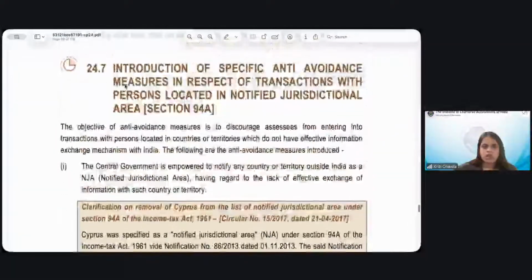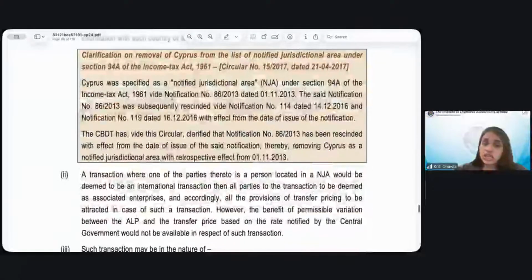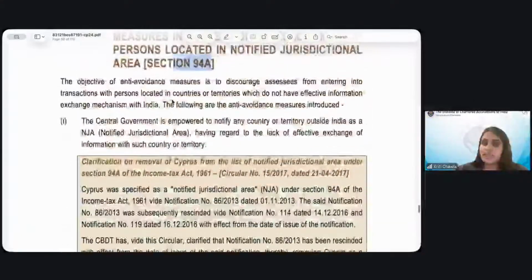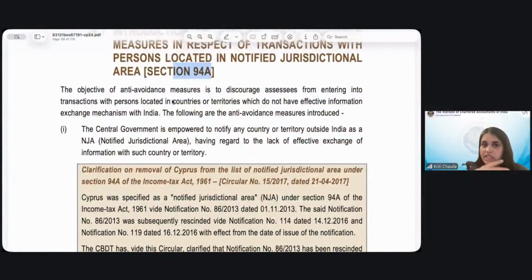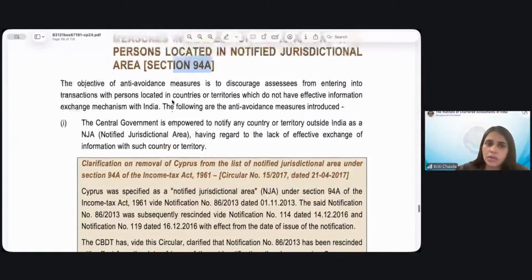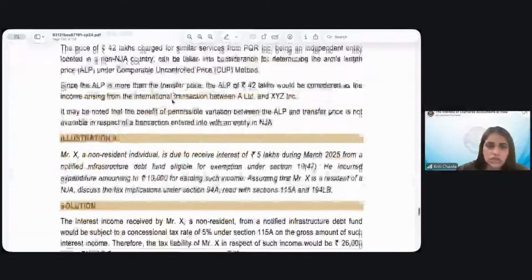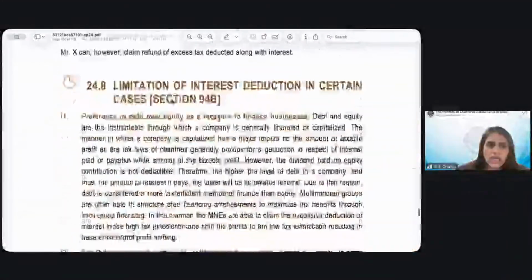Okay, and this is anti-avoidance measures in respect of transactions with persons located in notified jurisdictional areas. So this is just a small clarification where there are specified and notified jurisdictional areas, where the objective is avoidance of tax avoidance, just to make sure that those do not happen. So you can go through that.